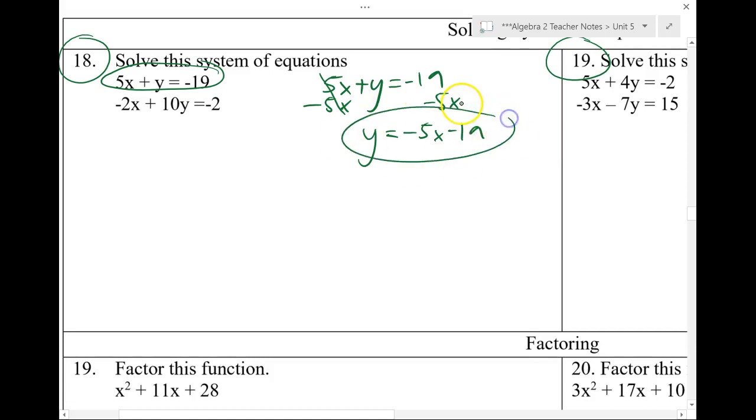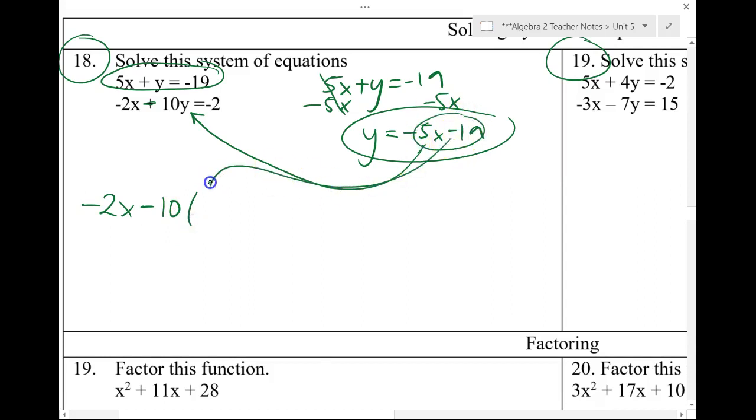Now what I can do with this is substitute it where y is over there. Just to let you know, that should be a negative right there, my fault, that little typo. So it should be negative 2x minus 10y equals negative 2. So I'm going to substitute what I just solved into the other equation. Now I have negative 2x minus 10 times what I just found, because y is equal to all that, so I can just substitute for y.